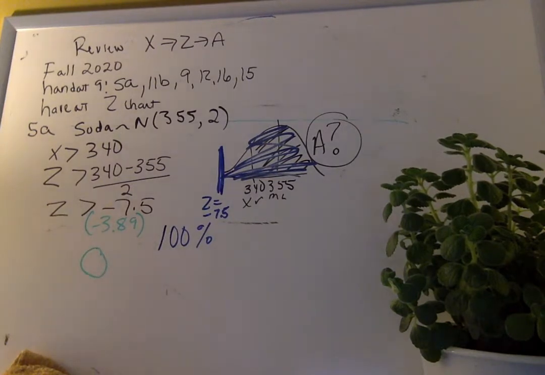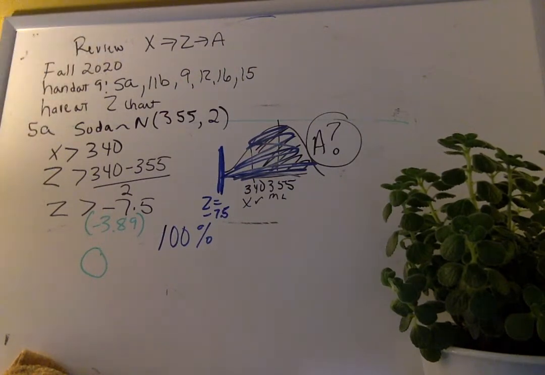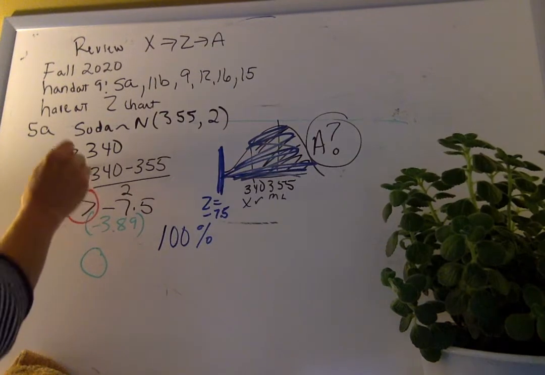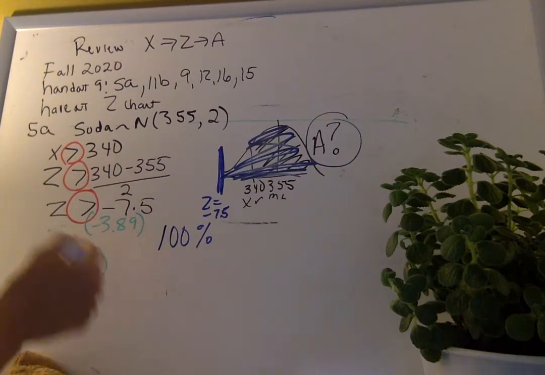And at this point, you might be confused. Wait, I thought she said the answer was supposed to be 100%. Yeah, but remember, I would like another color. Hold on. Remember, it's a greater than. Remember how I've been organized the whole time? I've been carrying around that greater than symbol so I don't forget that this was a greater than problem.